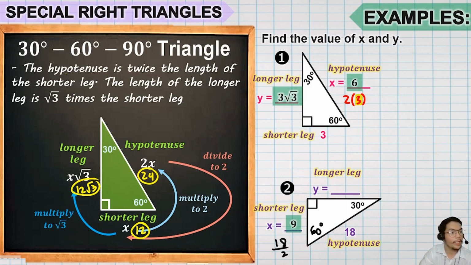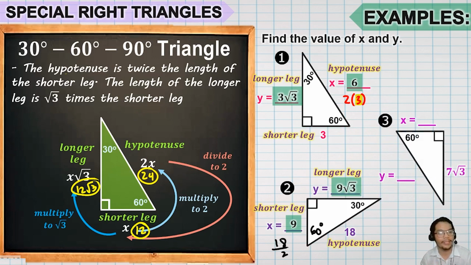How about the longer leg? So, multiply naman natin to sa 9 sa square root of 3. Therefore, yan, shorter leg yung i-multiply. So, magiging 9 square root of 3. Yan. Let's have this last example for this slide.